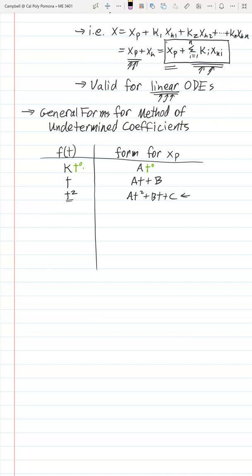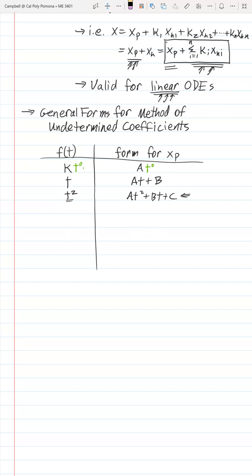But with that said, if terms are absent, you might be tempted to have those terms be absent in your assumed form for the particular solution, and you cannot. You have to keep all of those until you show yourself that that undetermined coefficient is truly 0, in which case, yes, for the particular solution, that term is absent. So that's just something that's important to note. You have to use all the ingredients until you know for sure that one of those coefficients is 0.